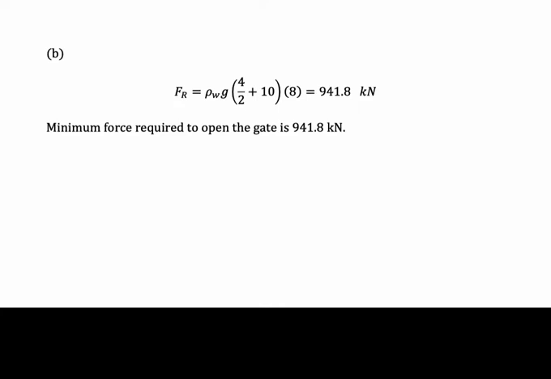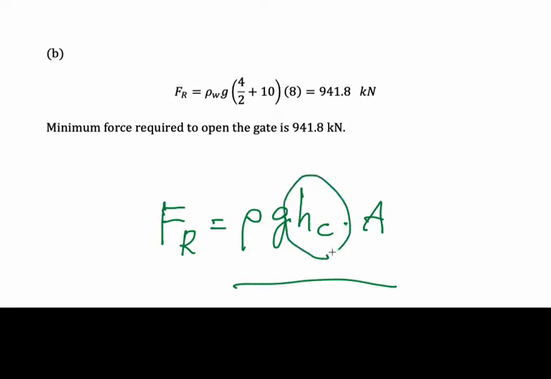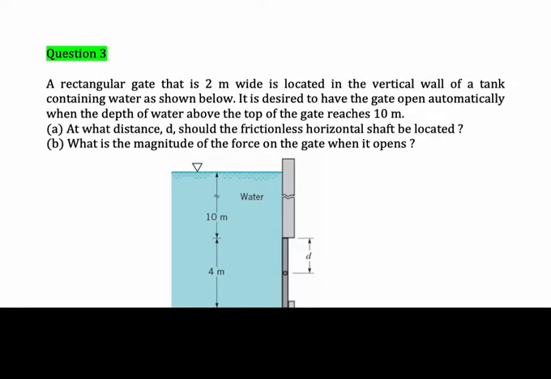And then we need to calculate the force. So we use the equation F_R equal to rho g h_c A. So we substitute all the values. We know the h_c here is 4 over 2 plus 10. So please be careful because we have a submerged area here and the water level is above the area.